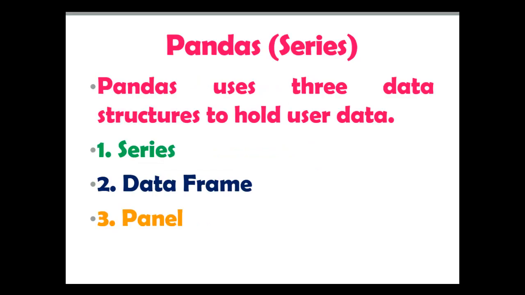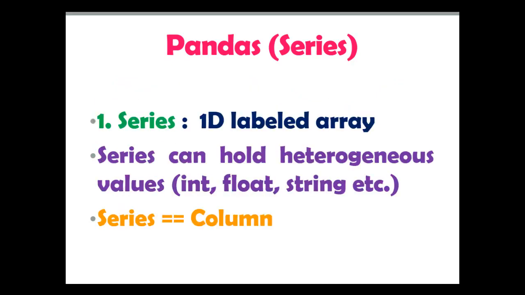Pandas uses 3 data structures to hold user data. First, series, data frame and panel. Now, what is series? A Pandas series is a 1D labeled array. Series can hold heterogeneous values like integer, float, string, etc. Please remember, a series is nothing more than 1 column of a Pandas data frame.